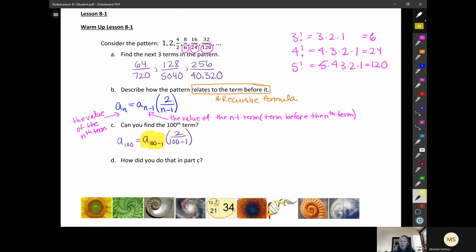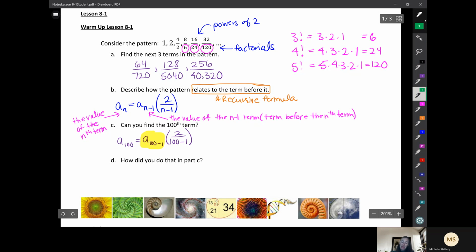Okay? But if you recognize that the numerators are powers of 2, and the denominators we saw were factorials, you can relate those back to the value of n, and then you can find the 100th term directly. So a sub 100 is going to be 2 to the 99th power over 99 factorial. And you don't have to actually calculate that numerically, but that's perfectly fine for that answer.